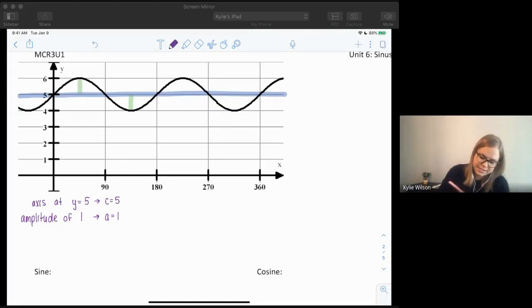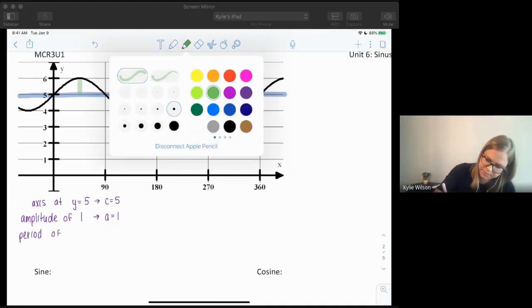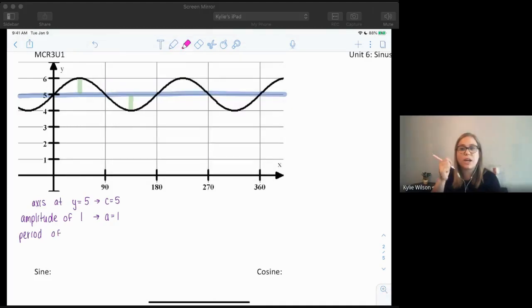Next, let's look at the period. So remember our sine starts at the x-axis, or our sine starts where our curve is touching the axis, or the blue line here. So wherever the curve touches the blue line is our starting point for sine. And then we do one full cycle, which brings us to 180. So that's the period. So our period is 180.